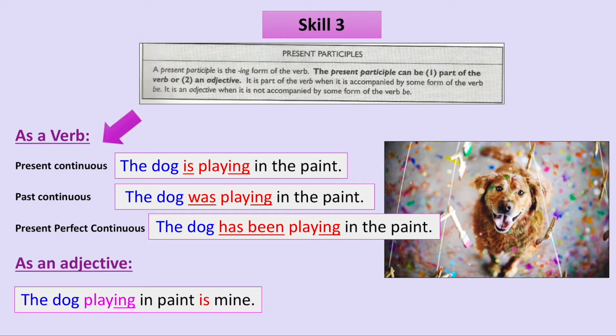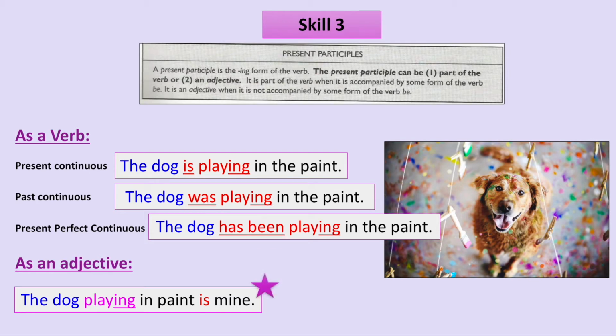As a verb, the present participle can come in present continuous, past continuous, or present perfect continuous tenses. For example, the dog is playing in the paint, the dog was playing in the paint, or the dog has been playing in the paint. When the present participle is used as a verb, it comes after some form of the verb be.